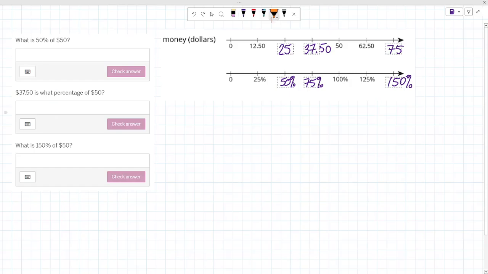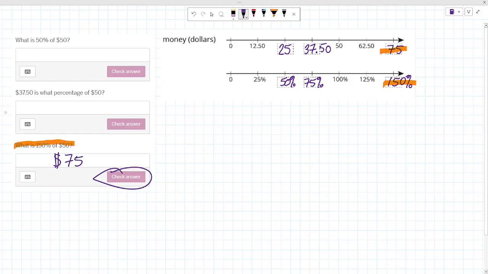Now, what is 150% of $50? So look for 150% on the double number line. There it is. How much money is that if we have 150% of $50? Look at the double number line. $75. So I would put $75 here.